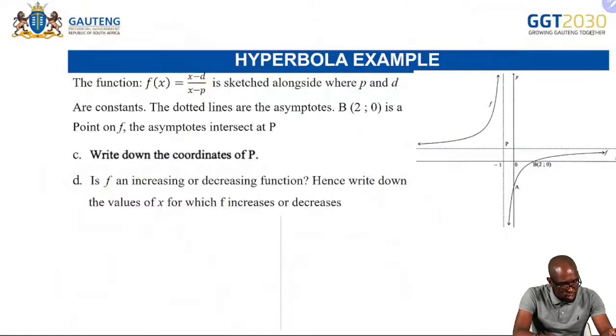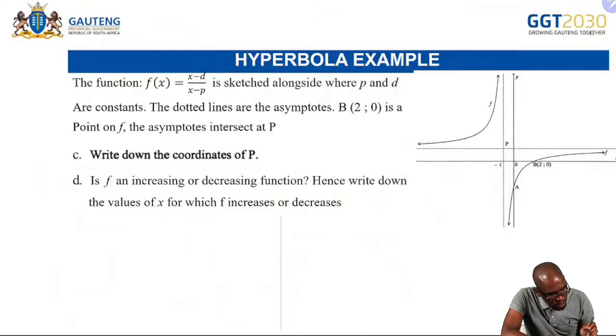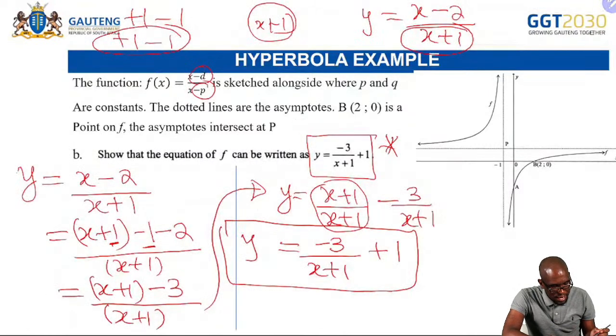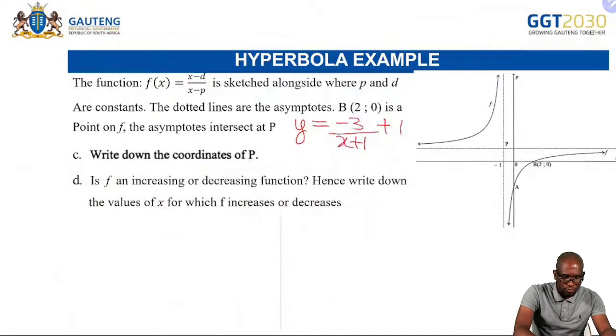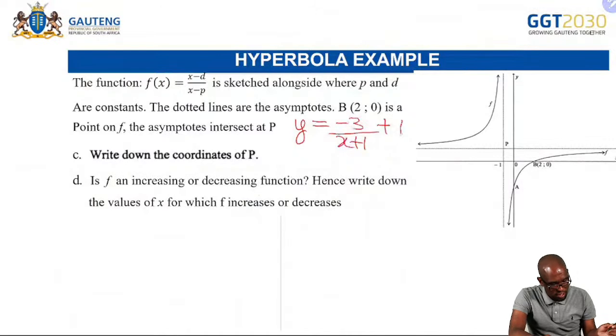Right, I'm moving on. Write down the coordinates of P. Remember, we have our equation as y equals, let's go back, minus 3 over x plus 1, plus 1. That is the equation that we have. Now, they want the coordinates of P.